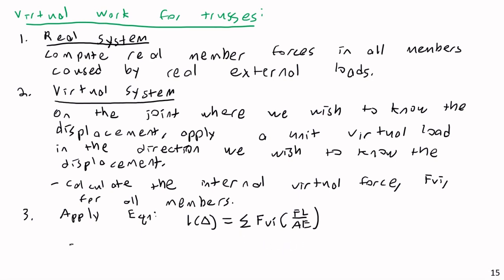Note this is a summation, and the reason we're able to sum them up is because this is energy. With work and energy methods, energy is not a vector, it's a scalar, so you can just sum up the energy expressions, even though things are bending and deforming in different directions. And so this is going to be very conducive to tabular forms of calculation.